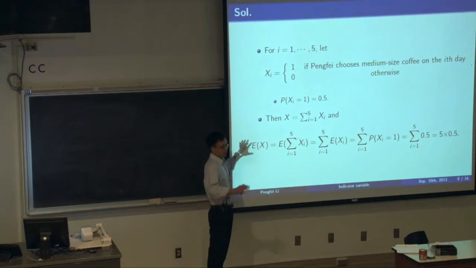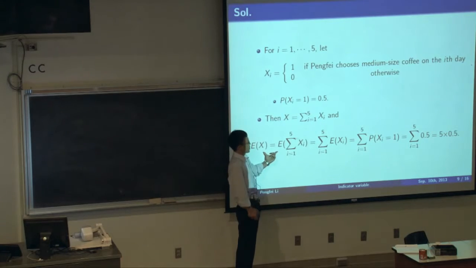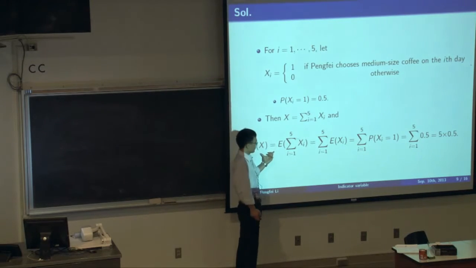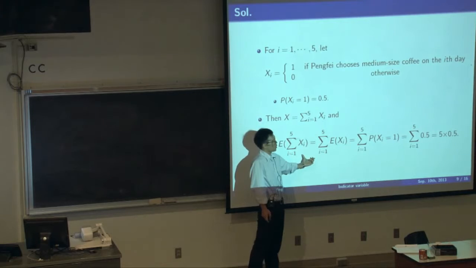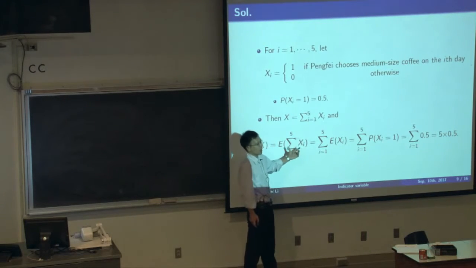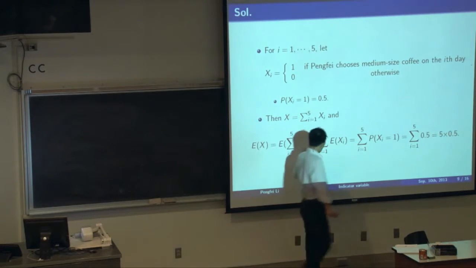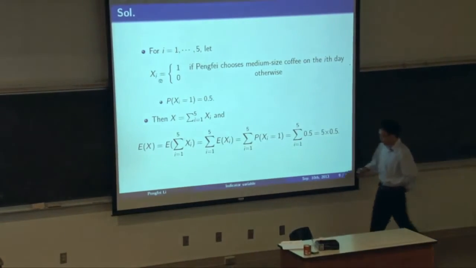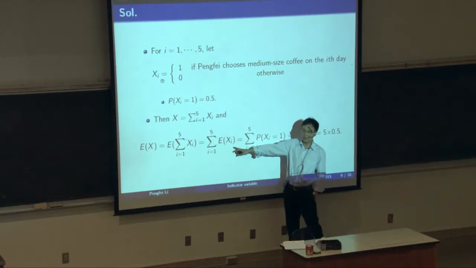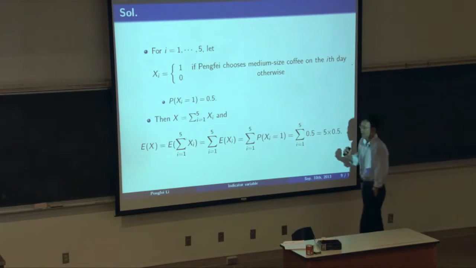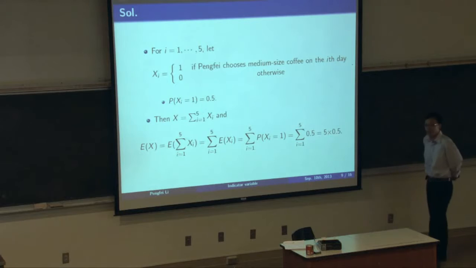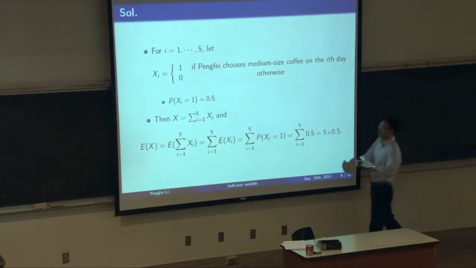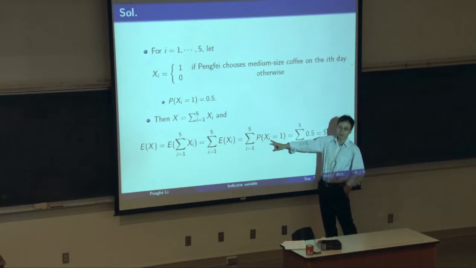So I write down the sequence of equations, and then I'm going to interpret everything here. The first step is just because X is equal to the summation. The second step is that we exchange the order of the summation and the expectation. That's the result about the expectation. And the next is how we move to the third step: what will be the expectation of Xi. Xi is an indicator variable, so the expectation of an indicator variable is just the probability of the indicator variable equal to 1.